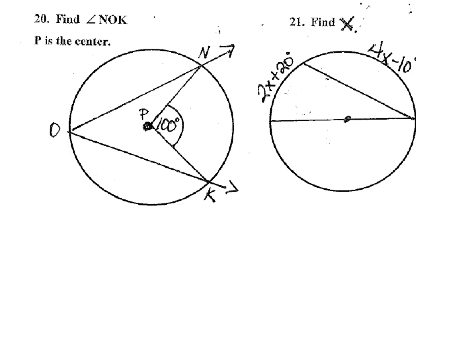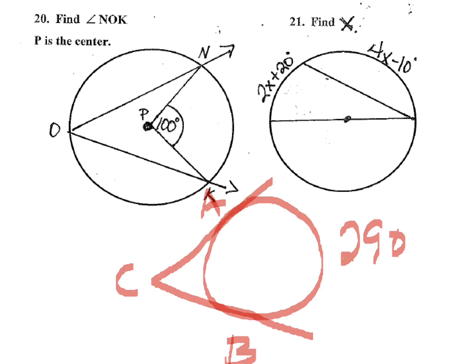Then your second drawing, this is supposed to be number 19. Okay, so number 19, you've got 290 degrees for this big section right there. Get a different color here.